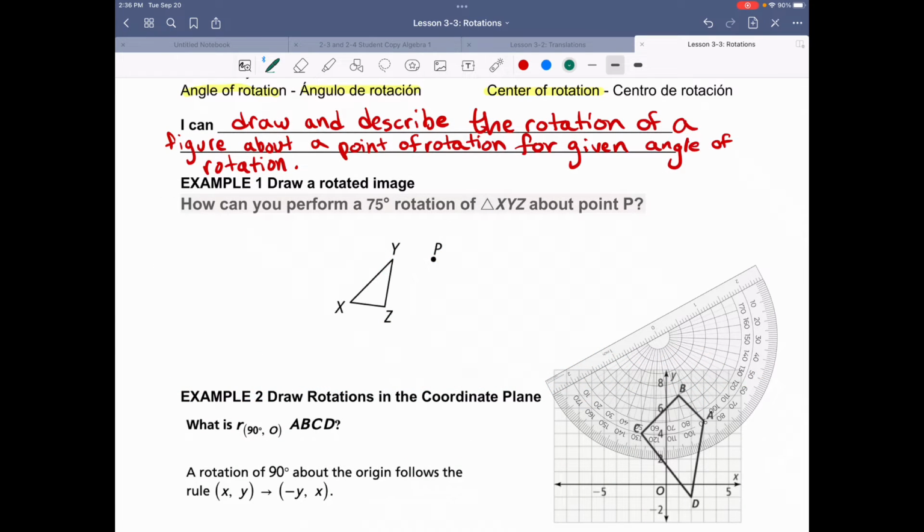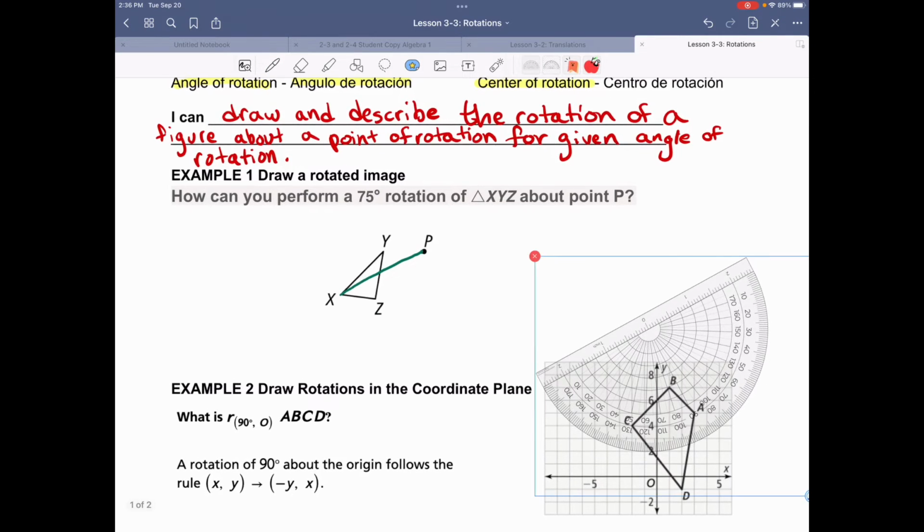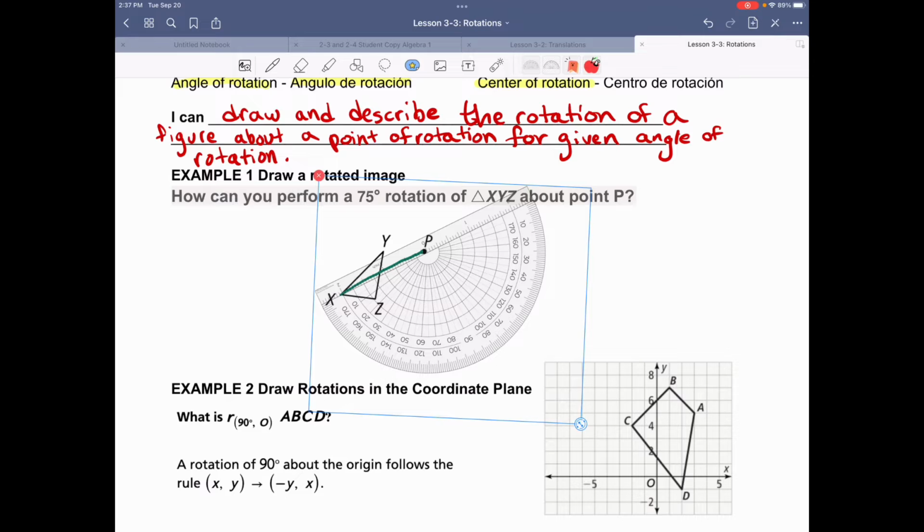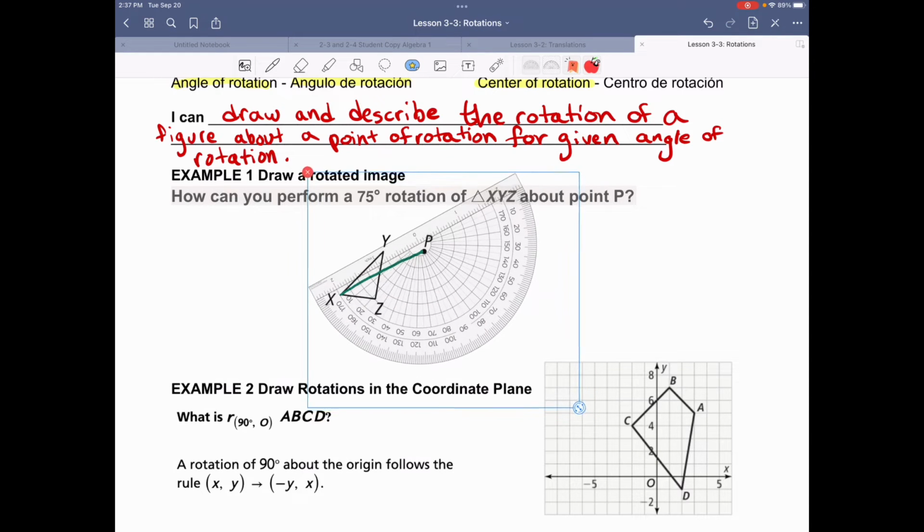This is example 1. Draw a rotated image. How can you perform a 75-degree rotation of triangle XYZ about point P? So the first thing we're going to do is connect a line from X to P. Use your straight edge or protractor to do that. Then you're going to place the protractor with the 0 at P, and rotate your protractor so that it lines up with the line XP.